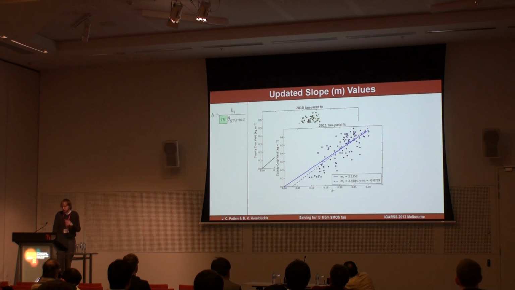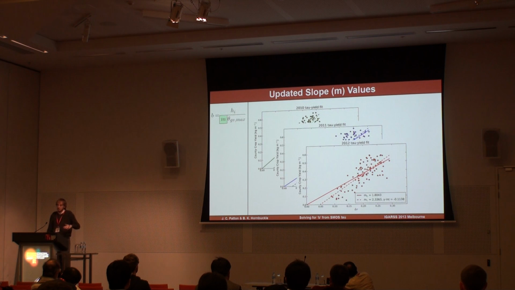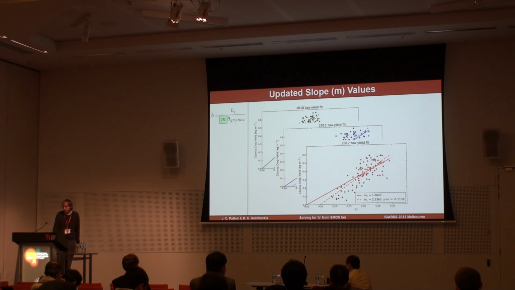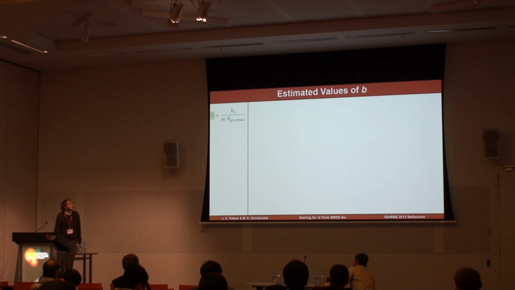2011, the slope was a little bit less steep, and in 2012 it was the least steep, basically having higher delta tau values for the same sort of yields. So we take all those slope values and plug them into our equation, and now we can finally get estimated values of this B parameter.